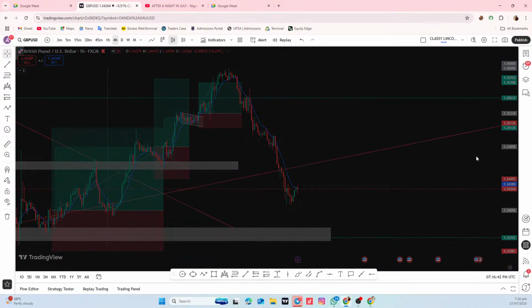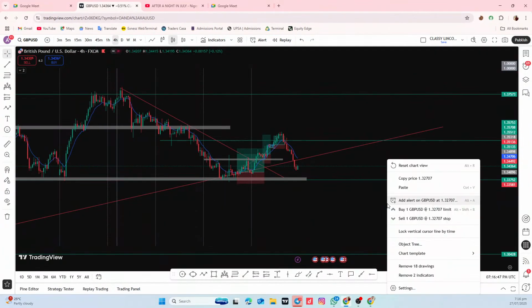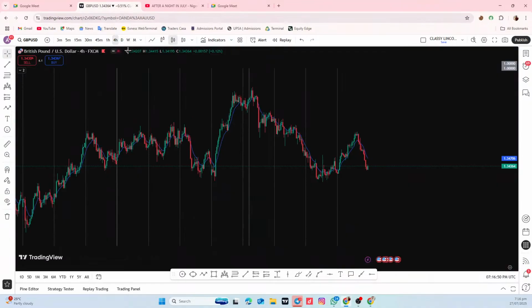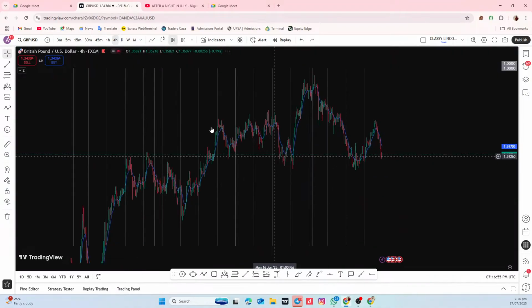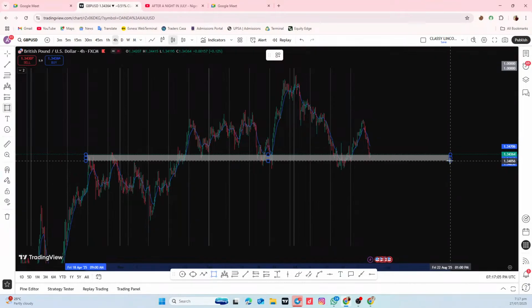We did this analysis on GBPUSD. Nevertheless, we just have to redo it again. Not to go far, let's zoom out a little bit. Zooming out, you know that USD has tested a major key level that we are looking up to.